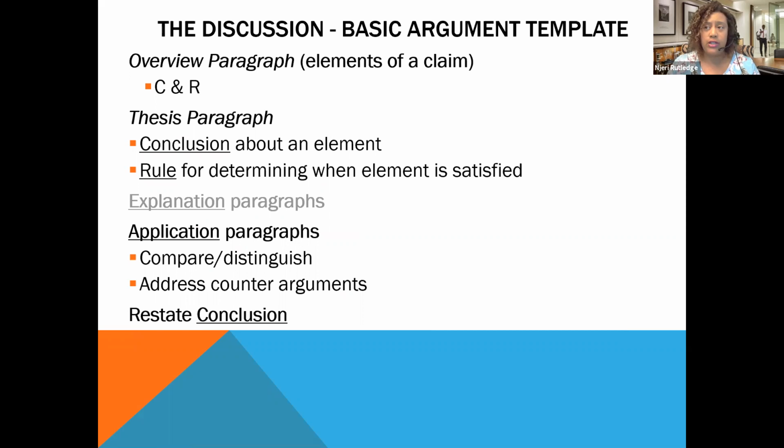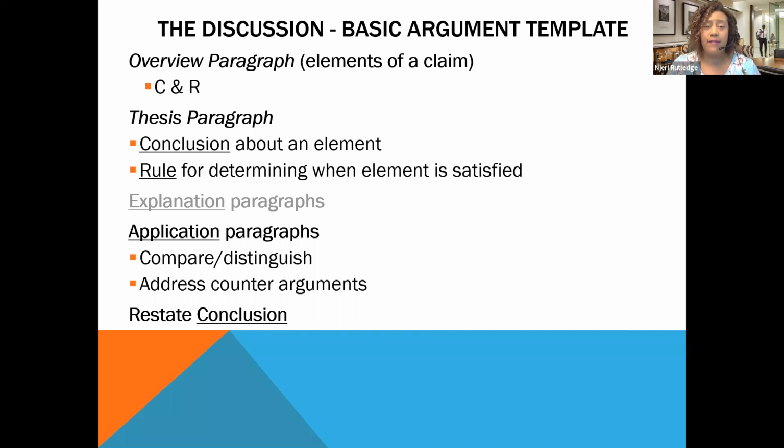In the discussion section of the memo, you should have as one of the first paragraphs, the overview paragraph. That's where you're going to, again, talk about your conclusion, the elements that make up the cause of action, which elements are not in dispute and which elements are in dispute. That overview paragraph, you can think of it as sections too, because remember, your thesis paragraph deals with microorganization.